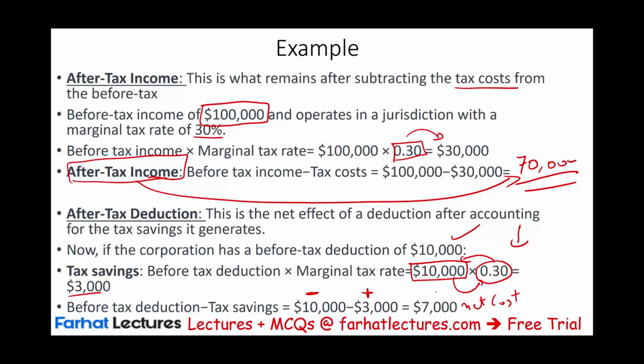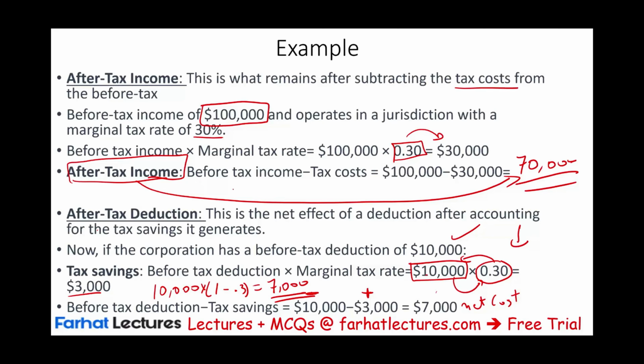And this is what we mean by that. Now, how can you compute this? You can take this amount, which is $10,000, whatever the amount, times 1 minus your tax rate, which happens to be 0.3, and you will get 7,000 to figure out what is your net cost. So 10,000 times 0.7 is 7,000. So you can figure out what's your net cost.